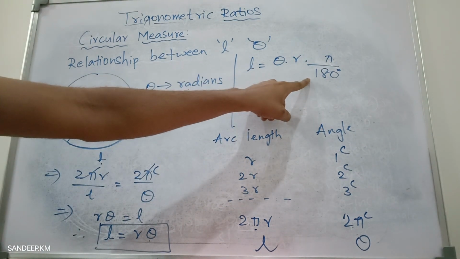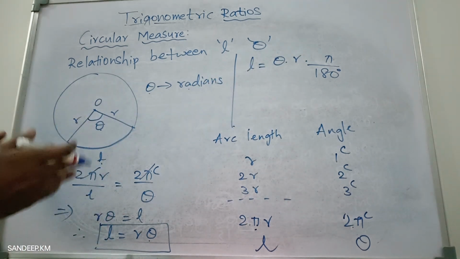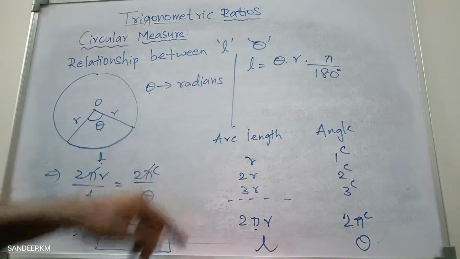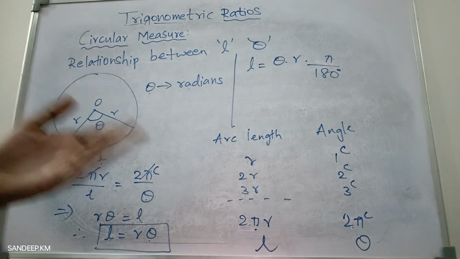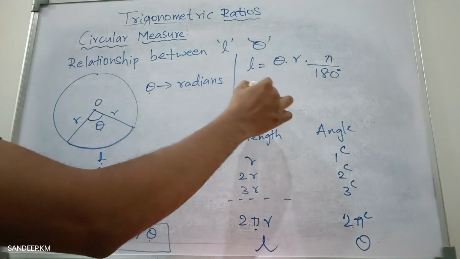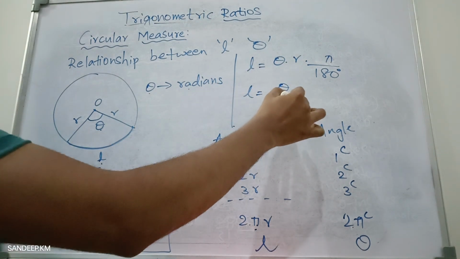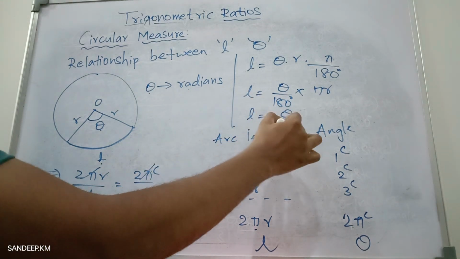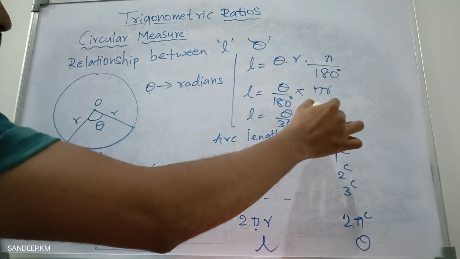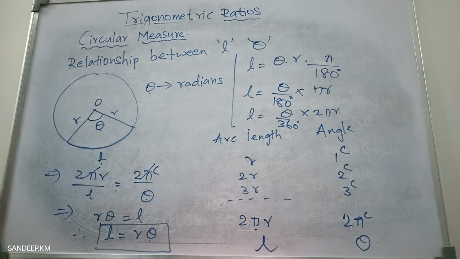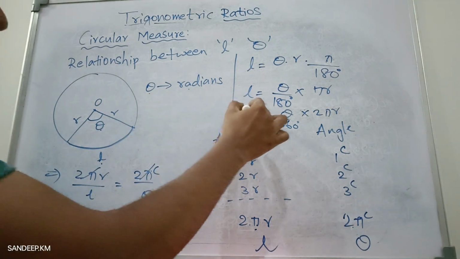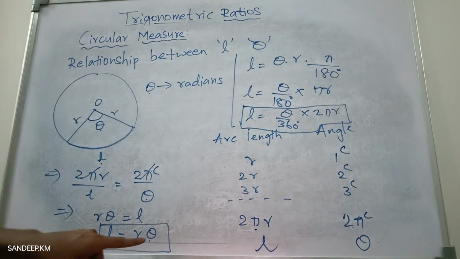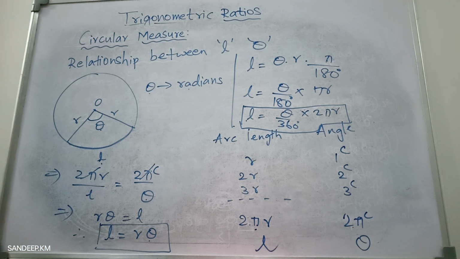We will understand this when I discuss about conversion from one measurement to another measurement after this particular concept. Why we have to multiply with pi by 180 if I want the answer in degrees. Anyhow, L is equal to theta by 180 into pi r. Or else we can also say L is equal to theta by 360 into 2 pi r. So therefore, if theta is in degrees, we will use this particular formula to find the length of the arc, and if theta is in radians means we will use this particular formula.